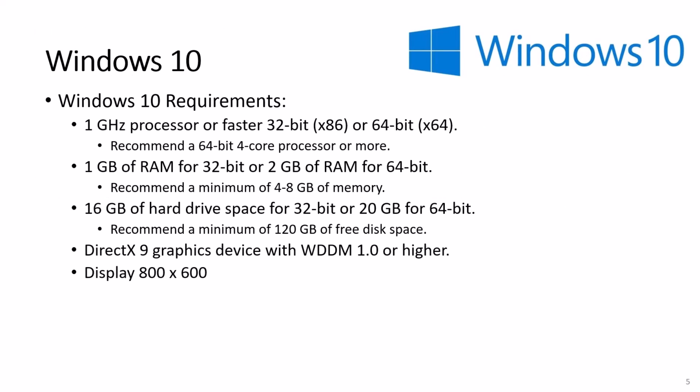For the requirements for Windows 10, first you'll need a 32-bit or 64-bit 1 GHz processor or faster. It is recommended to have a 64-bit 4-core processor or better. Second, you need to have 1 GB of RAM for 32-bit or 2 GB of RAM for 64-bit. It is recommended to have a minimum of 8 GB of memory. Next, you'll need 16 GB of hard drive space for 32-bit or 20 GB for 64-bit. It is recommended to have 128 GB of free disk space or larger. You also need a DirectX 9 graphics device with WDDM 1.0 or higher and an 800 by 600 display.